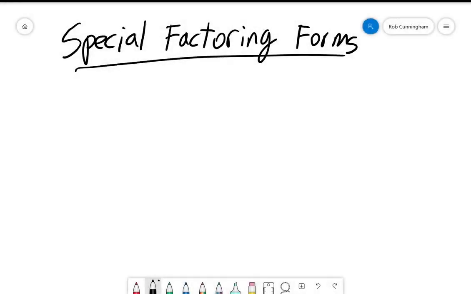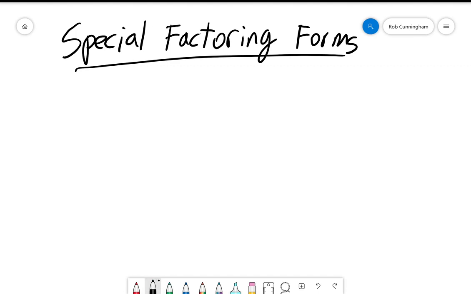Special factoring forms. So there are a couple of shortcuts that will hopefully make this whole process a little bit easier for you. We've already discussed both of these, and we've already actually worked with them both quite a lot, so I'm hoping this will be a review for everybody.